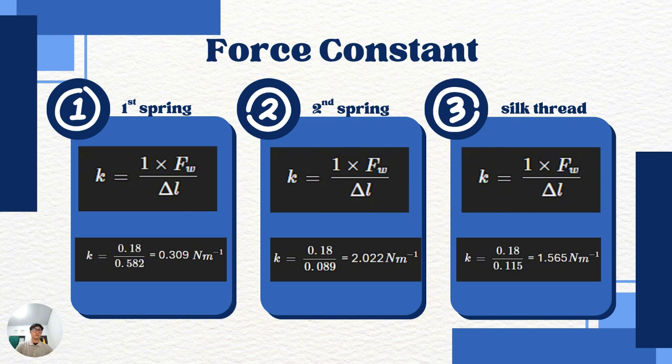Now, as you can see here, the first spring, even though it has the most delta L, has the smallest force constant, while the second spring, which has the shorter delta L, has the larger one.